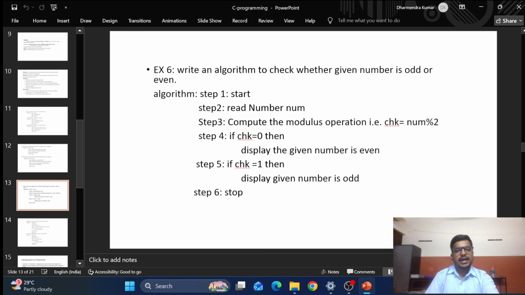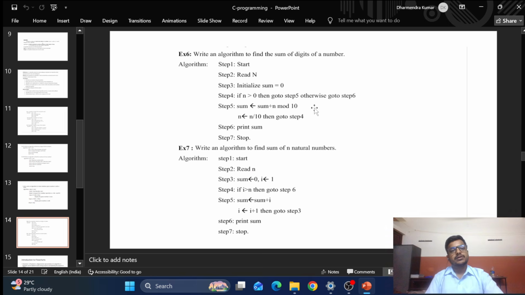Clear? Here, write an algorithm to check whether a given number is odd or even. So what is the logic behind even and odd? If a number is divisible by 2, then we can say the number is even. Otherwise, the number is odd. So we follow the same steps here also. Okay. Now, the algorithm to find the sum of digits of a number, I'll teach this step by step later, when we solve the problems, and the algorithm to find the sum of n natural numbers.